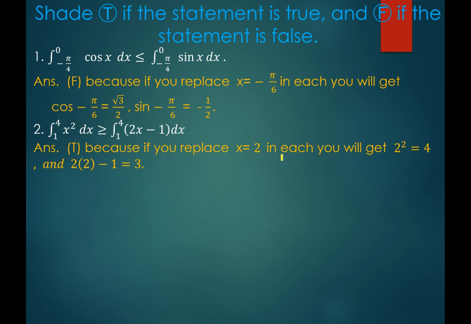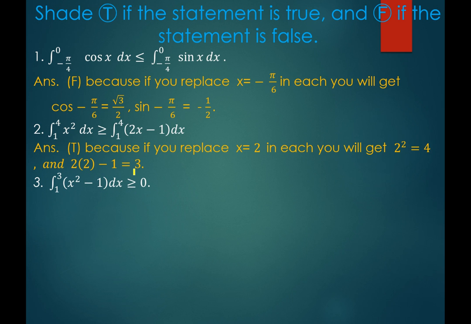In each, replace it in each, you will get 2 squared equals 4. This is when you are replacing it in the first. Now let's replace it in the second. 2 times 2 minus 1 will give you 4 minus 1, which is 3. If you compare between 4 and 3, you will get 4 is bigger than 3. So that makes sense. It's true.